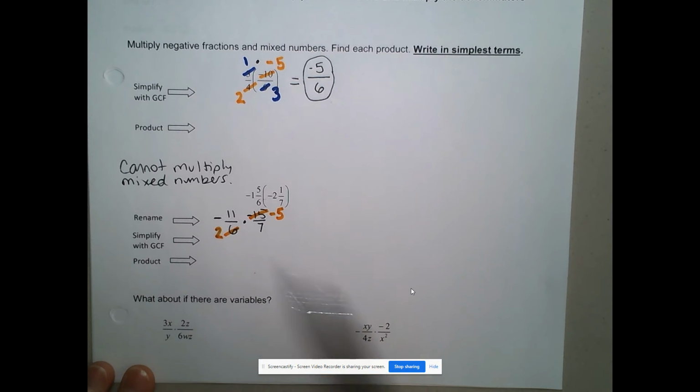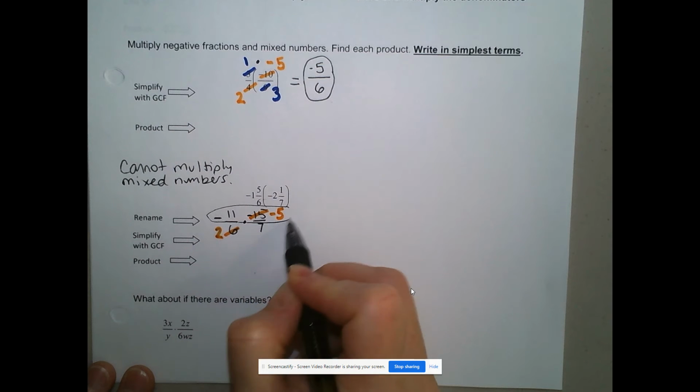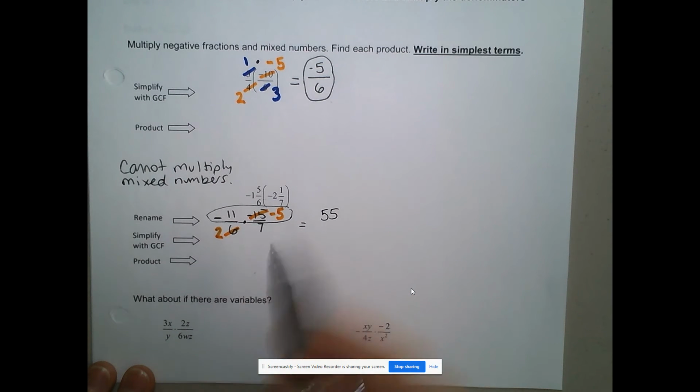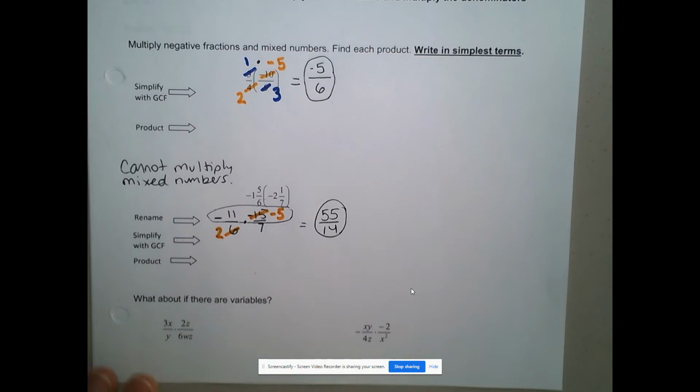Now I'm going to, sorry, I apologize, not cross multiply. I'm going to multiply my numerators. So negative 11 times negative 5 is positive 55. And 2 times 7 is 14. And you're done. That's the answer.